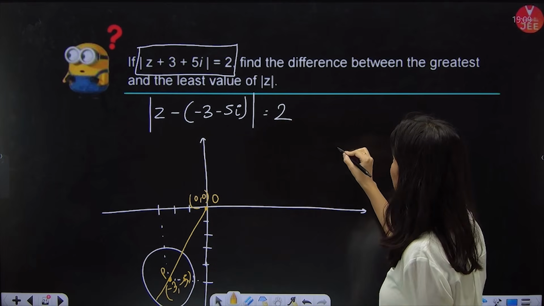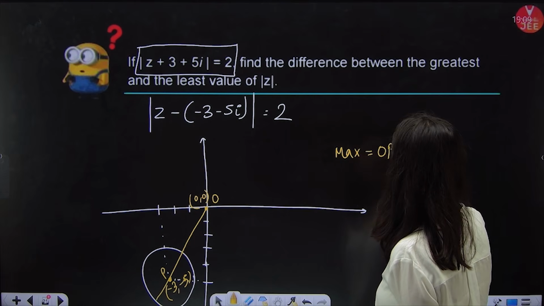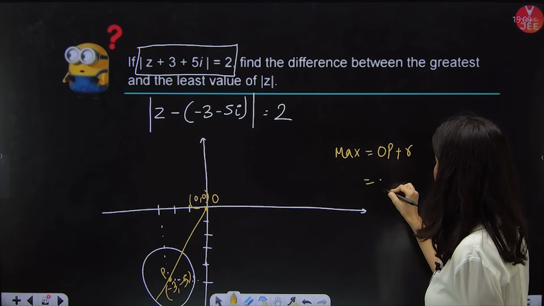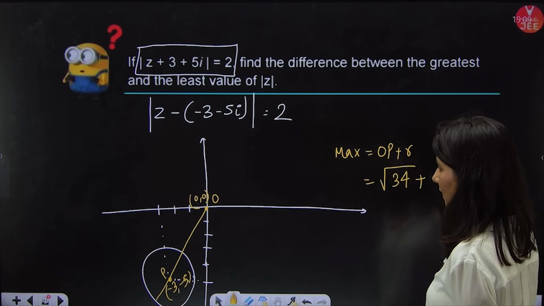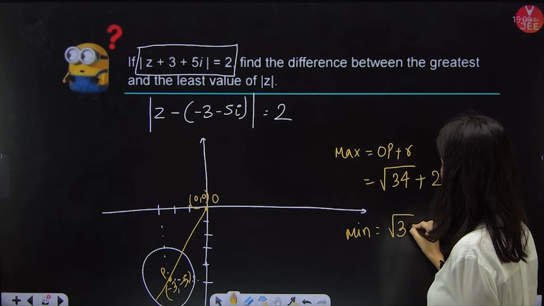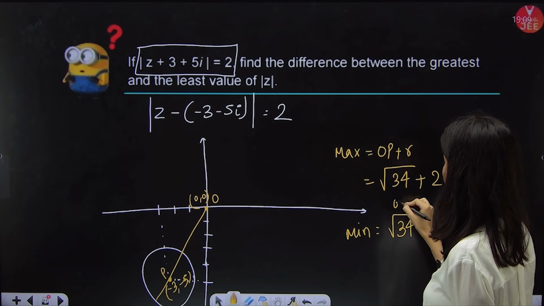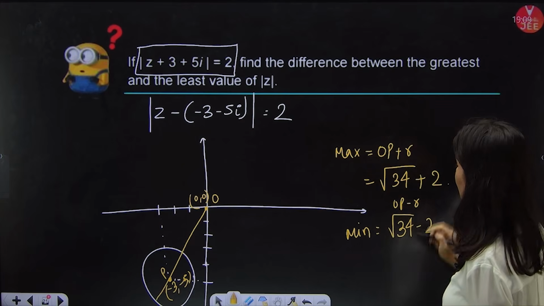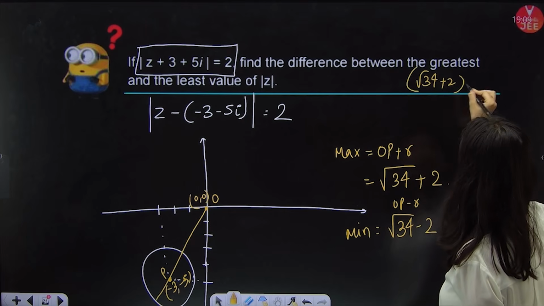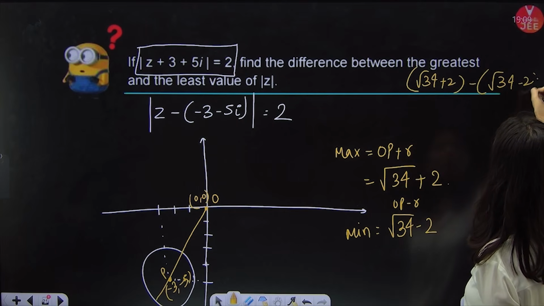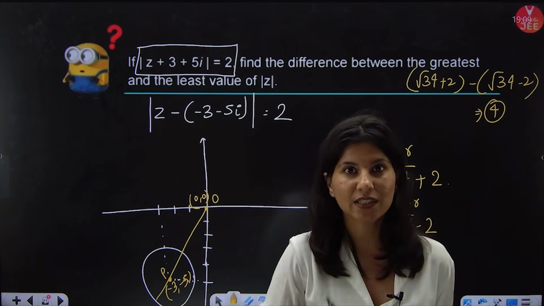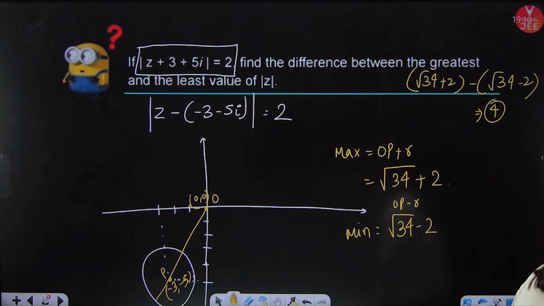Now maximum distance will be what? OP plus R. So OP will be square root of 5 squared plus 3 squared, so 25 plus 9, root 34, plus 2. And minimum distance will be root 34 minus 2 because OP minus R. Now difference between greatest and least: root 34 plus 2 minus root 34 minus 2. Root 34 cancels. 4 is absolutely correct for this particular question. All right, perfect.